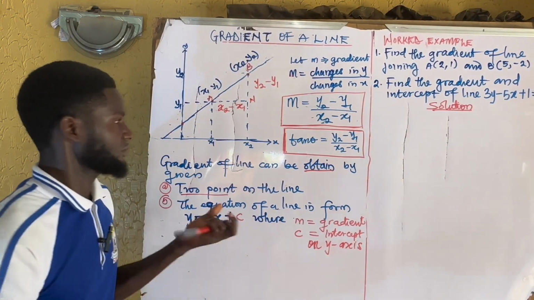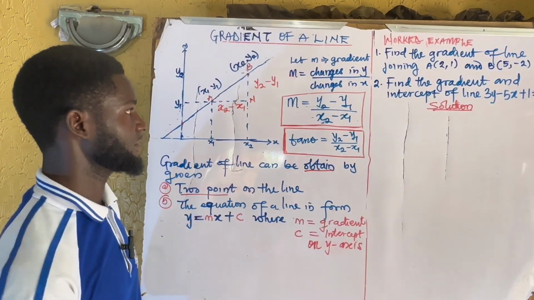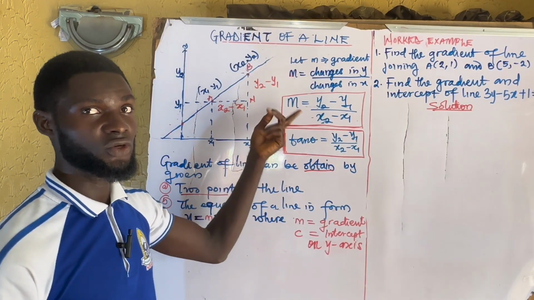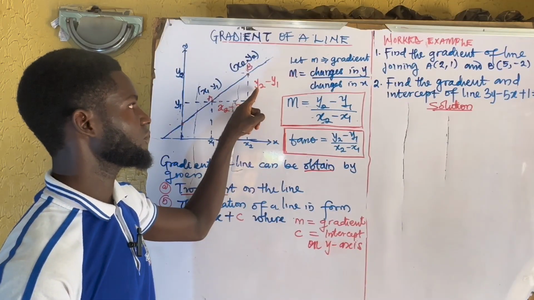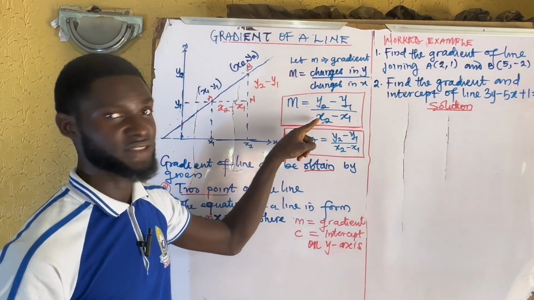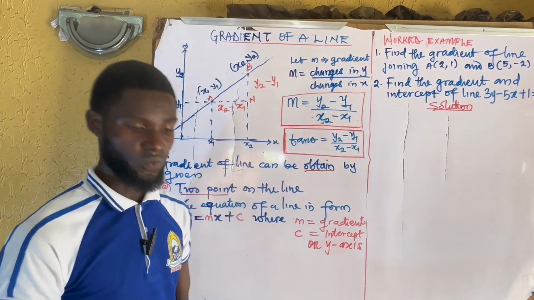Now, we can compute the formula for the gradient. So we have the gradient m equals the ratio of changes in y, which is y2 minus y1, to changes in x, which is x2 minus x1.